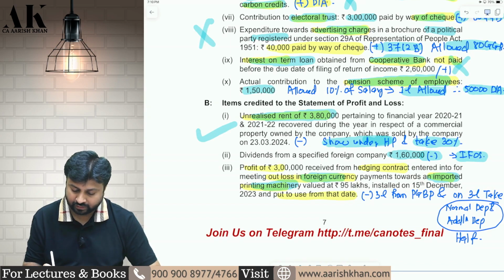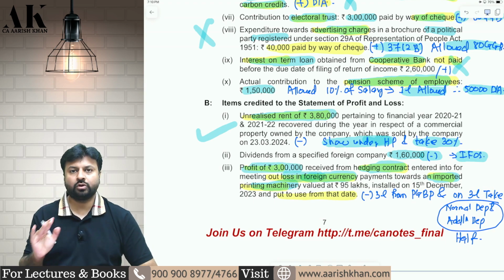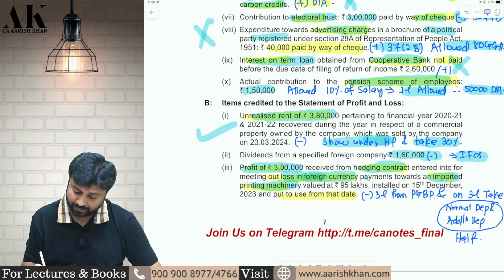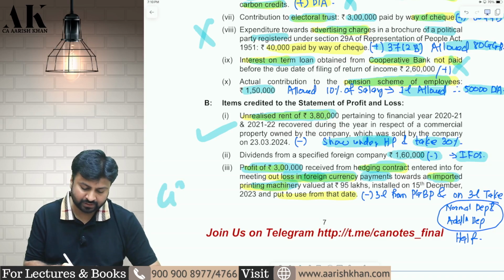And on which there is a foreign currency loan. You have done some hedging contract, and there is a profit of 3 lakh rupees on payment. So this is the classic case of section 43A.